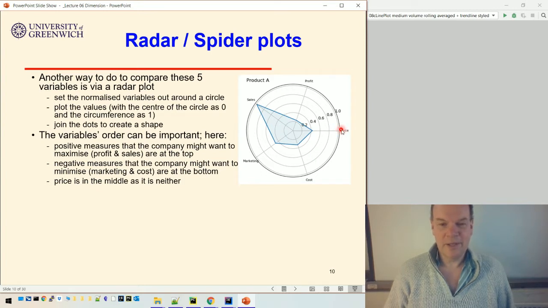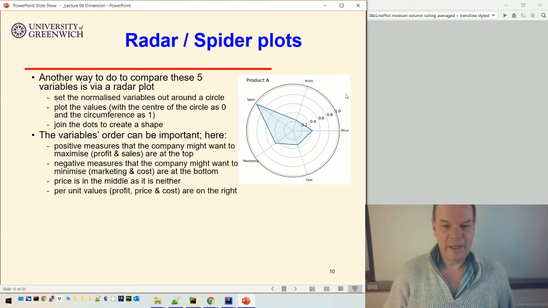You can say that the price could be important. It's dependent on the profit and the cost. So maybe a high price is a good thing, or maybe it's a bad thing. If it's a high price, that probably means more profit, but it might be a high price because there's more cost.